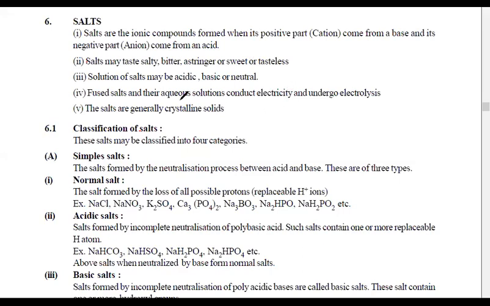Yes? Okay, very good. Now, when you talk about salts, the first thing you should know is how salts are formed. If you remember the very basic reaction that we have studied since junior classes: acid plus base gives salt plus water. This is a very fundamental reaction. Acid plus base gives salt plus water.